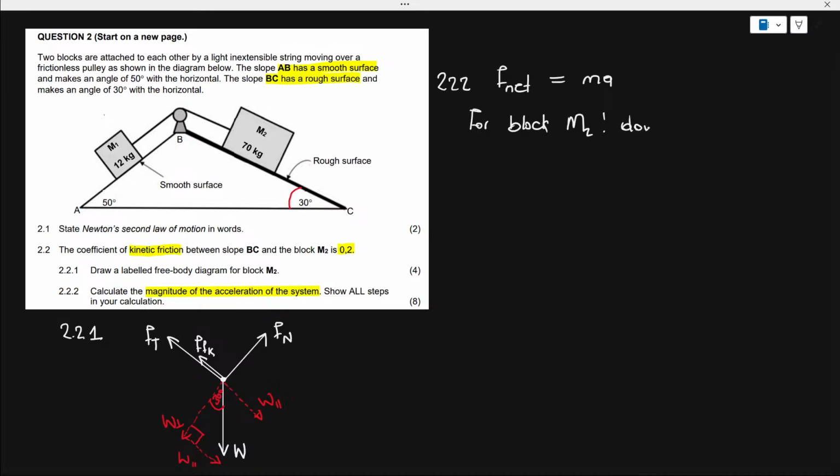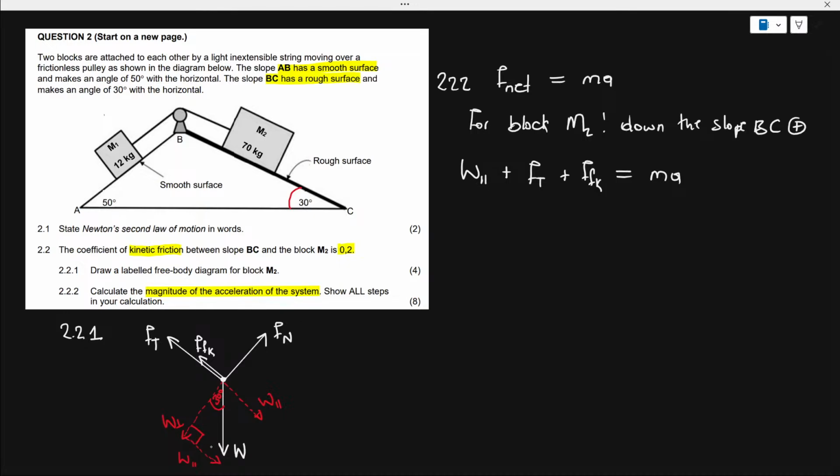So let us just say down the slope BC is our positive direction. Now, we can see that the forces that will contribute to the net force are the parallel component of the weight, the tension force, as well as the kinetic friction. So these should be equal to ma. Now, as I had already said, we now need to determine the parallel component of the weight.